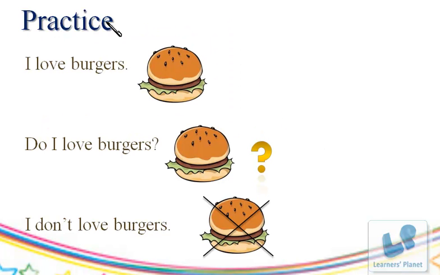Now children, these are some practice sentences. Let us see them. I love burgers. This is a positive sentence because this says that I love burgers. So the interrogative sentence would be, do I love burgers? So I'm asking myself whether I love burgers or not. And the negative sentence will be, I don't love burgers. So this says that I know that I don't love burgers.